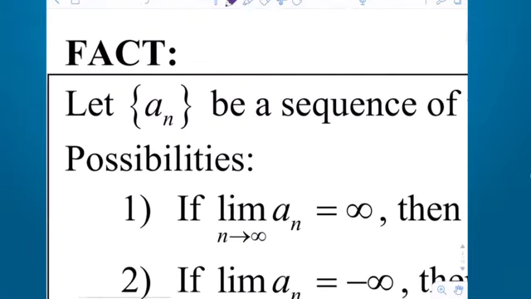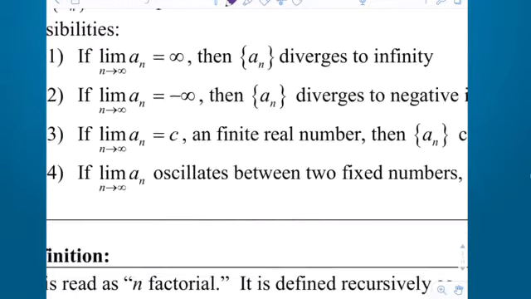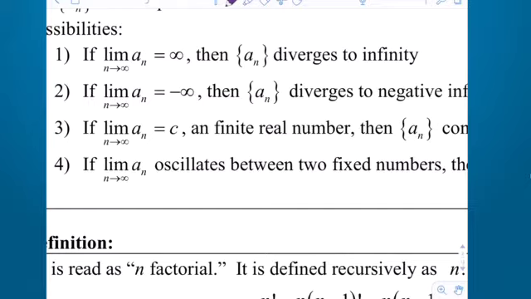Fact! If a sub n is the rule of a sequence for the set of real numbers, here are the possibilities, okay? And by the way, since n is a natural number, we're only going to be taking the limit as n goes to infinity, not as n goes to negative infinity. We're not going to be counting backwards, okay? So what are the possibilities? Well, the limit of the sequence could equal infinity. If that's the case, then your sequence gets infinitely larger, and we say it diverges to infinity.